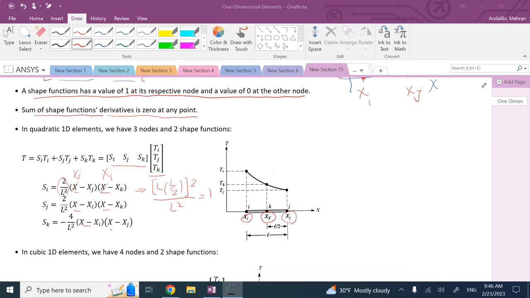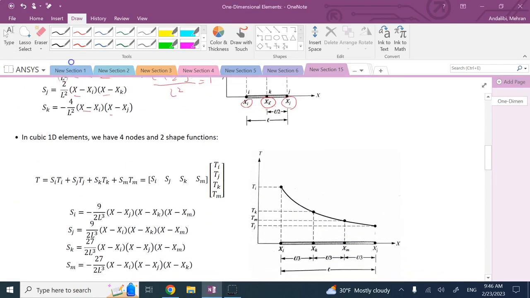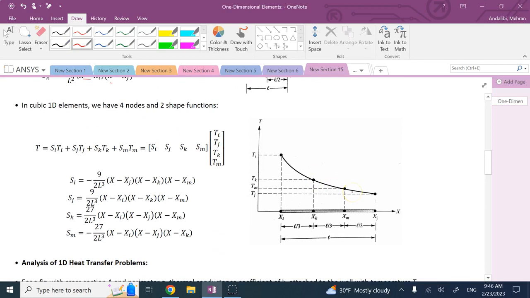Now we can go to higher orders, and this time we have a cubic element where we have 4 nodes on each element, and they are at the beginning, L over 3, 2L over 3, and the end of the element, and we can call them i, k, m, and j. So we have k and m added in the middle. And so we have 4 nodal values and 4 shape functions, and again, the shape functions here are third order, or cubic. And again, the same property applies. Si is 1 only at x of i, and it is 0 at the other nodes, okay?